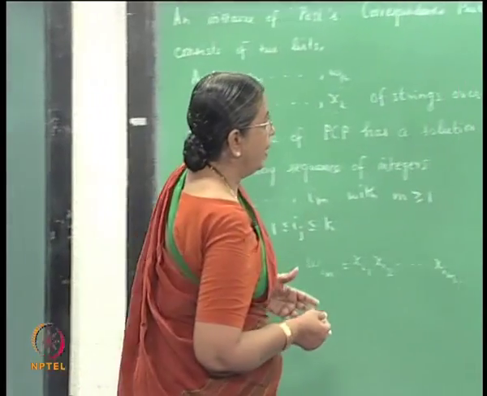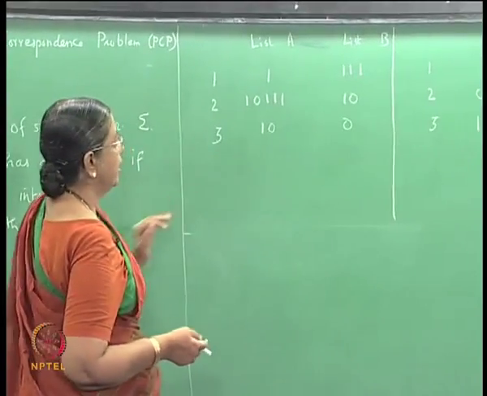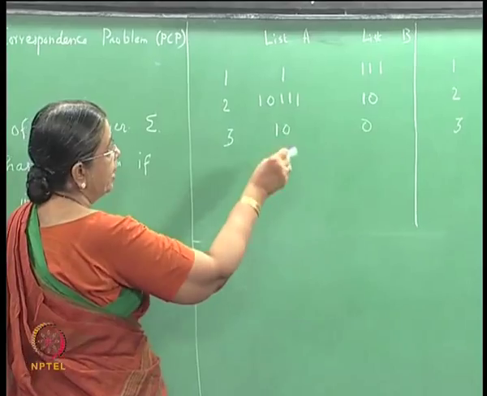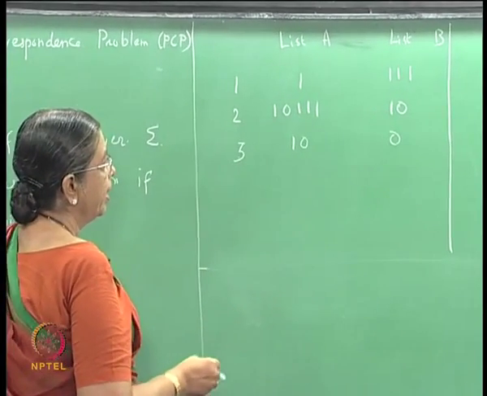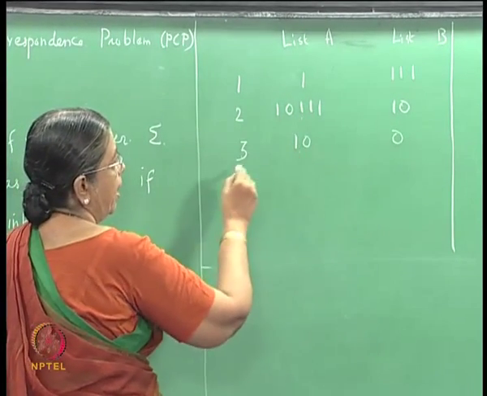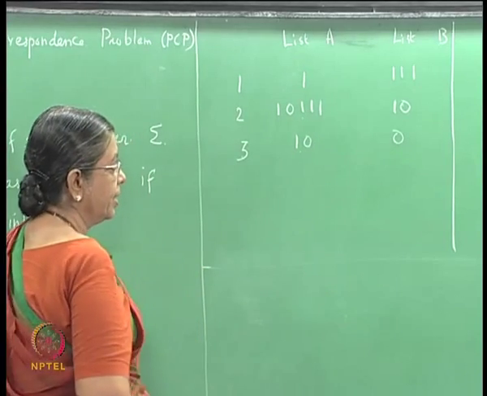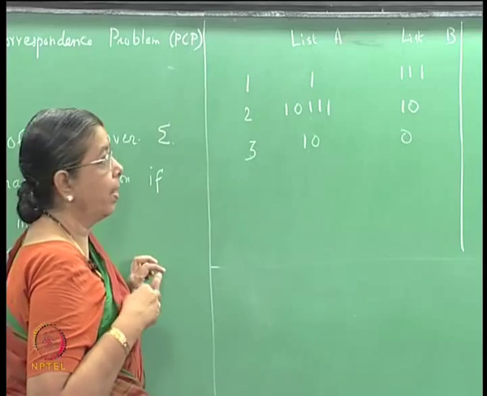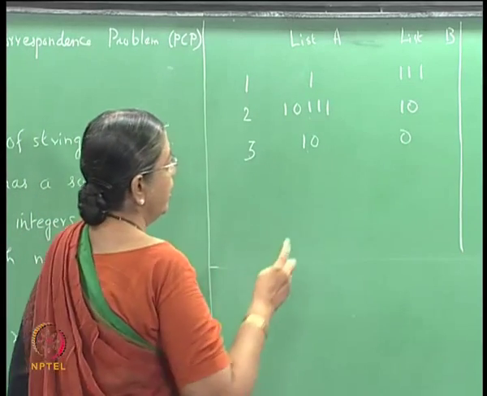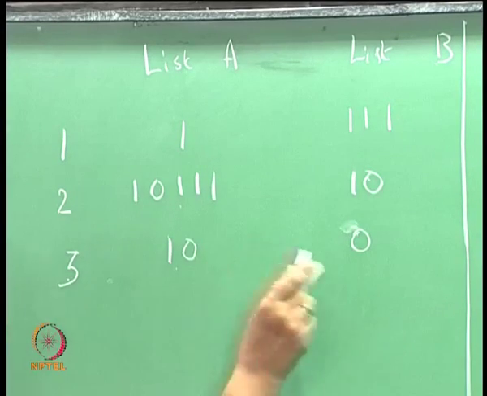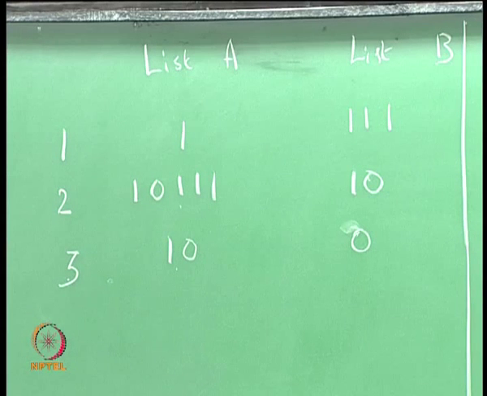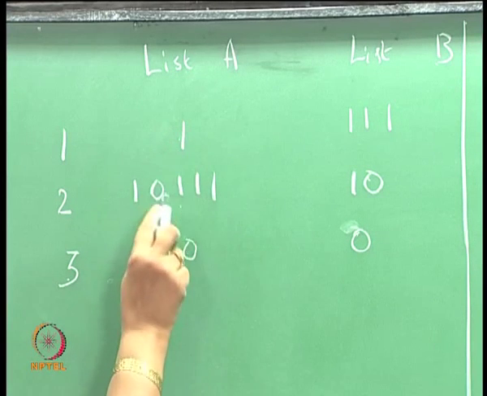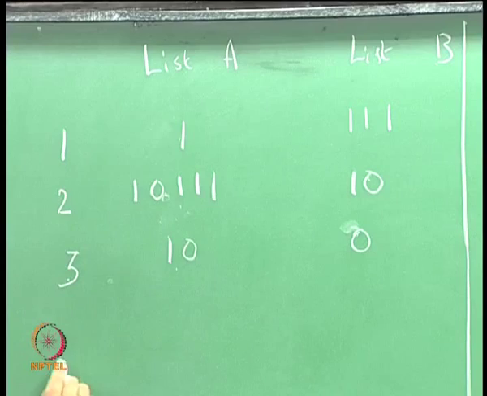Now, as an example, take these two lists, list A and list B. This has 3 strings, this has 3 strings. Does this have a solution? If it has a solution, it cannot begin with this 3, because the first symbol itself is different there. It has to begin with this or this. It looks like this is a better choice.